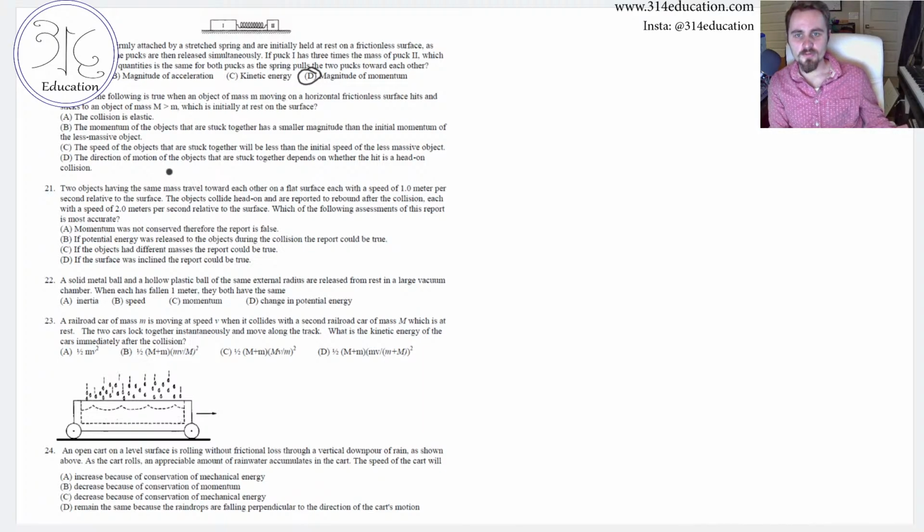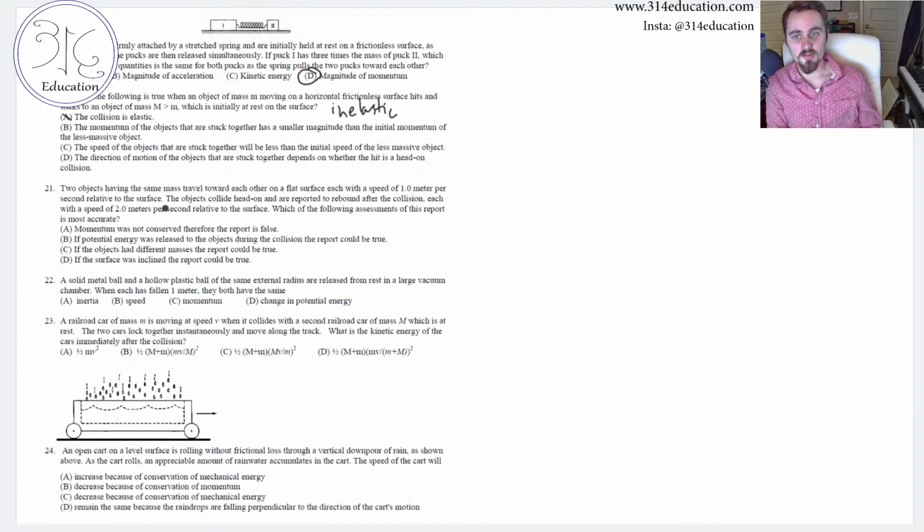20, we have: which of the following is true when an object of mass m moving on a horizontal frictionless surface hits and sticks to an object of mass M which is greater than that. So if it hits and sticks, that's not elastic. Elastic we expect to be kind of bouncing off. When it hits and sticks, this would be called an inelastic collision. I'll write that down here. Inelastic.